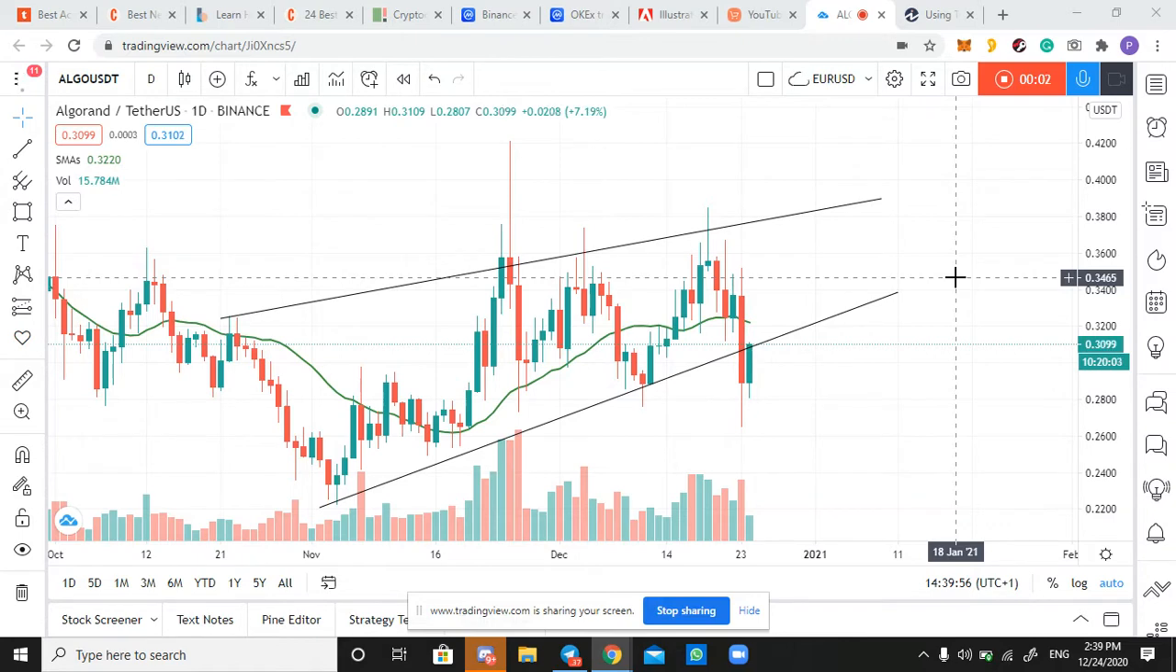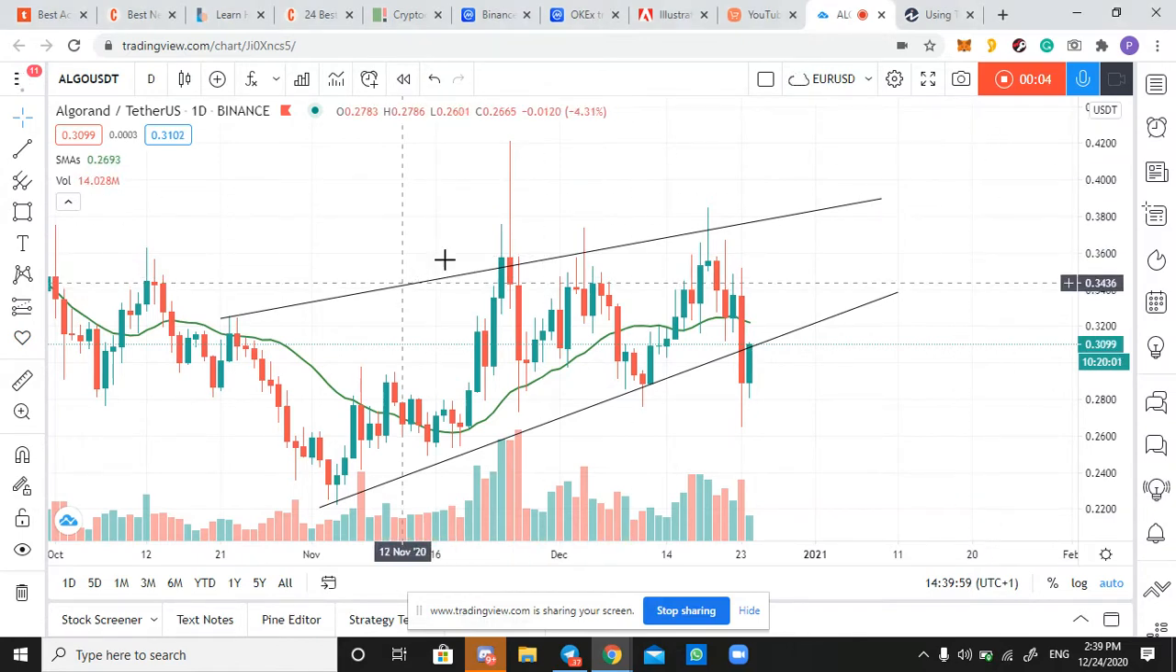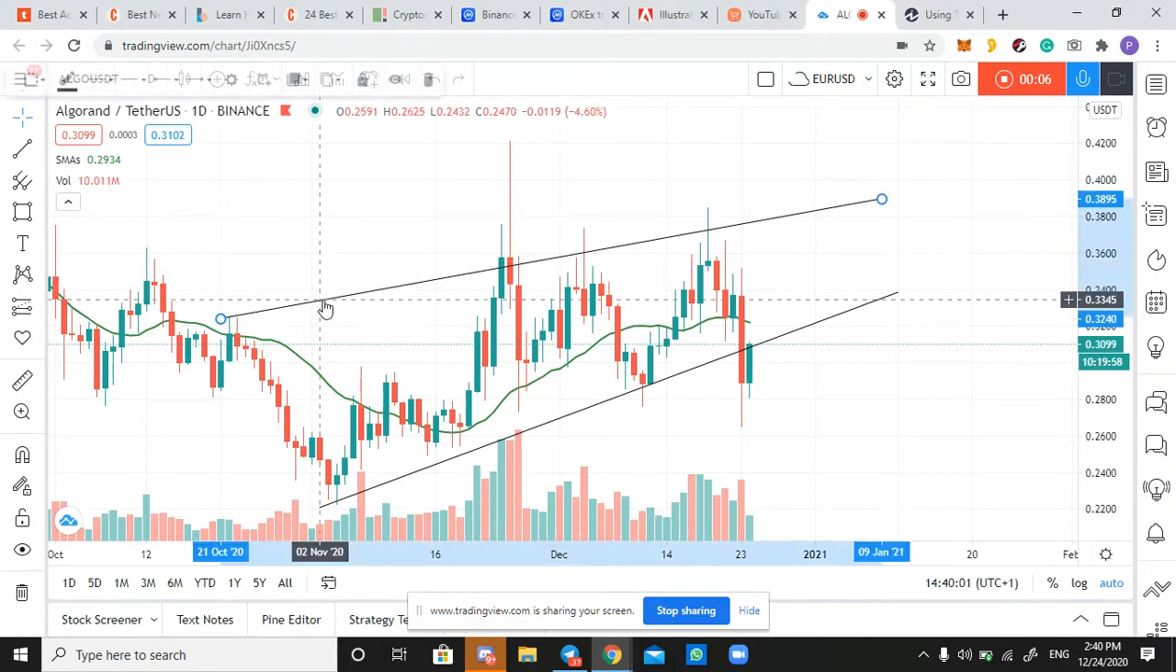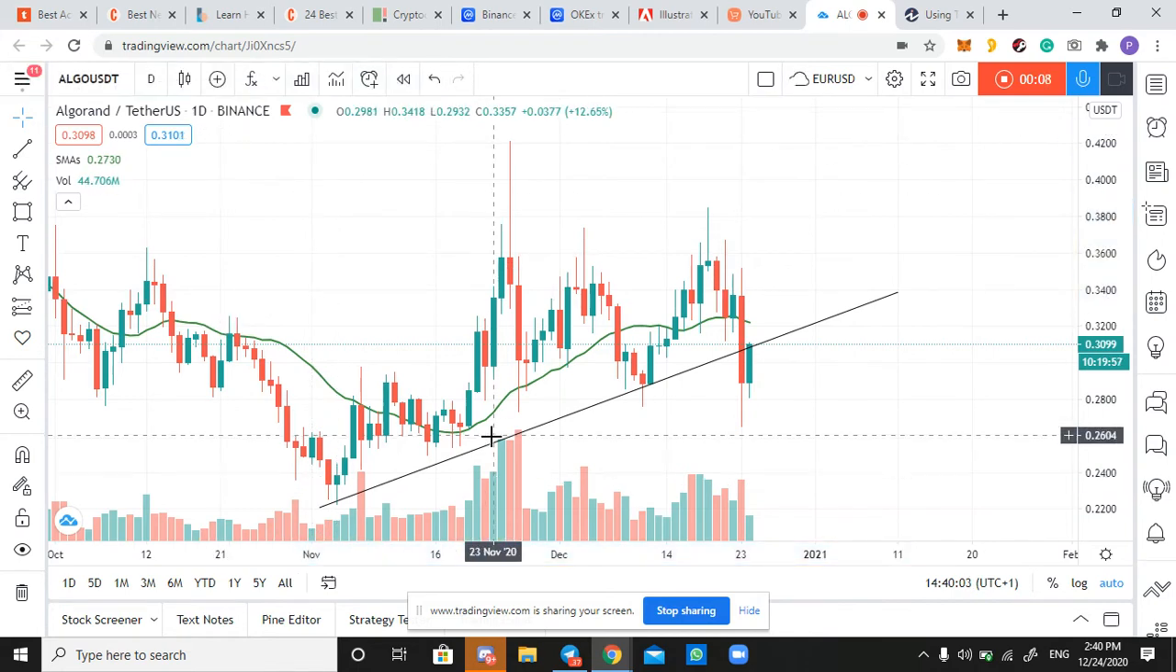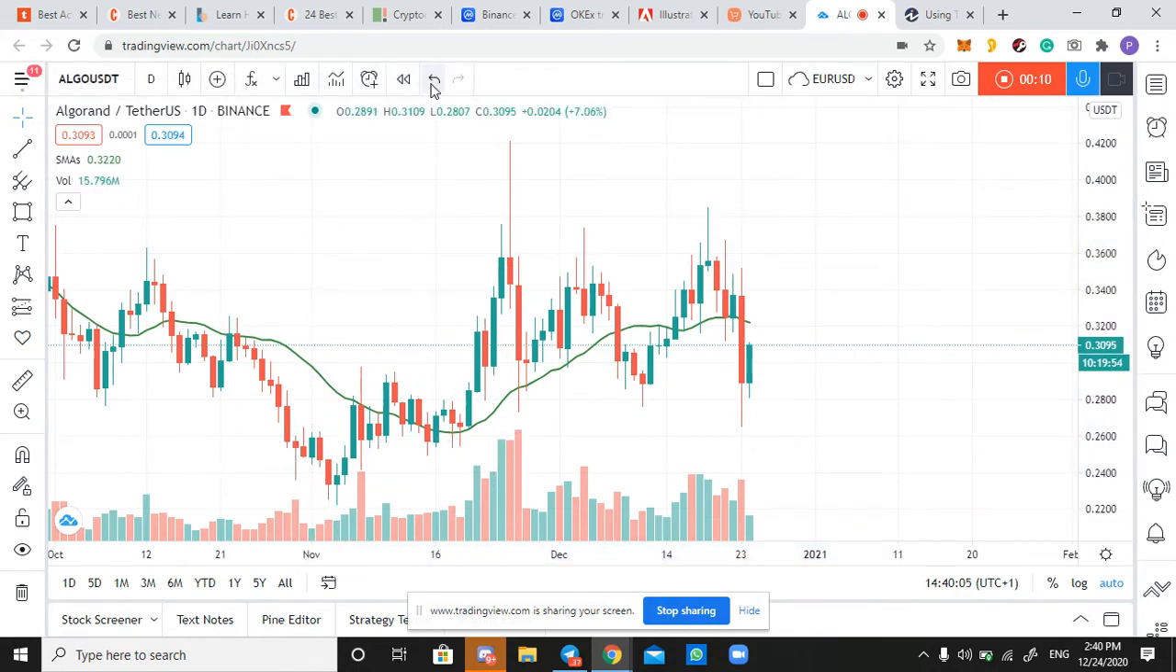Hello guys, I am Pelumi and today I'll be talking about Algo USDT on the daily time frame, the 4 hour and the hourly chart.